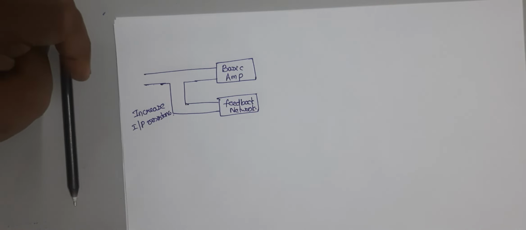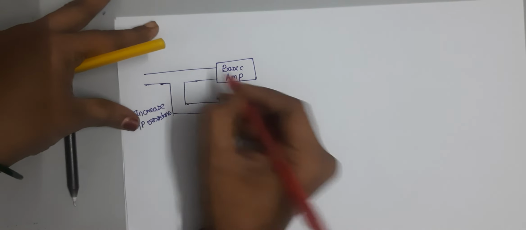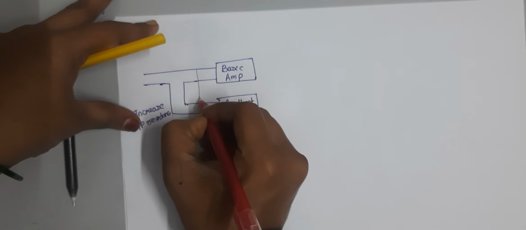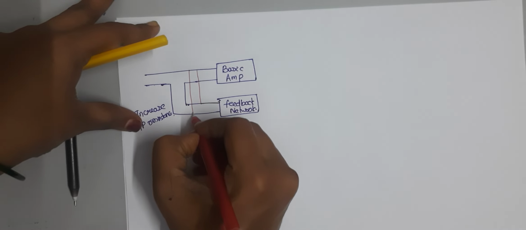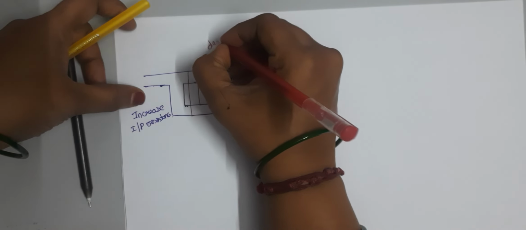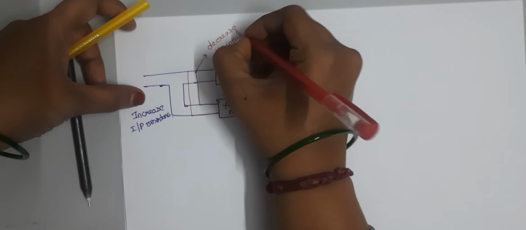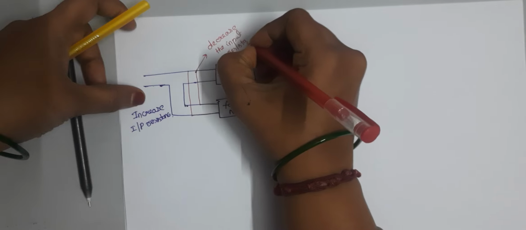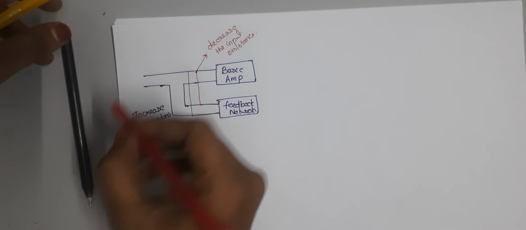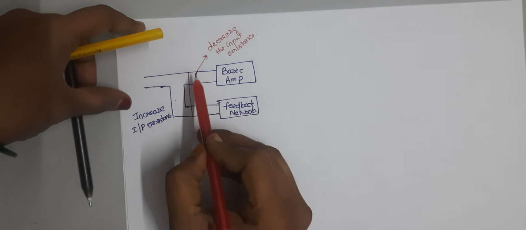Okay. So what is the second one? Shunt mixing. So shunt mixing. So shunt feedback connection decreases the input resistance. Okay, so input side: series feedback connection increases the input resistance and shunt feedback connection decreases the input resistance.